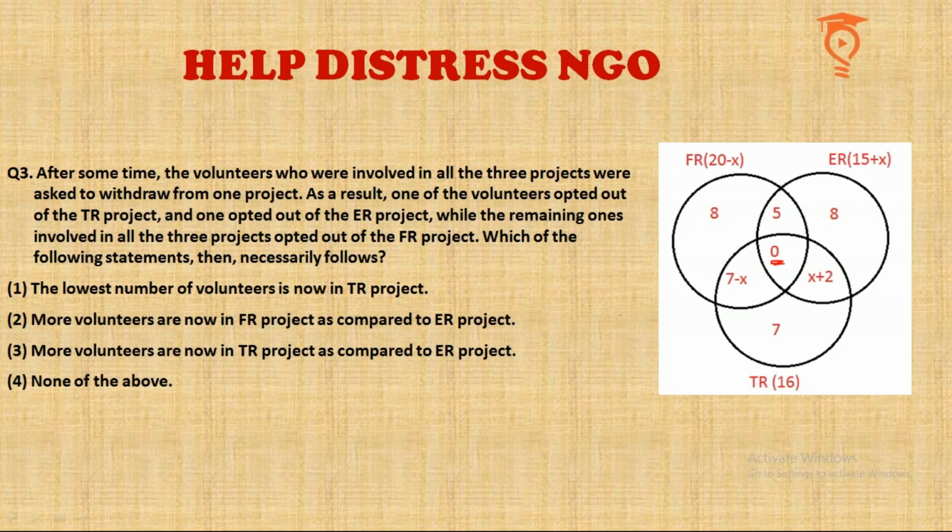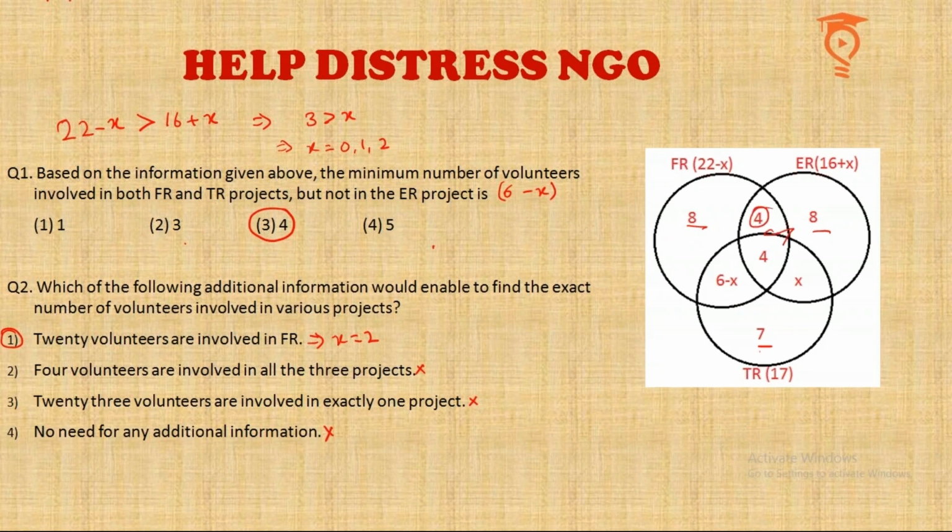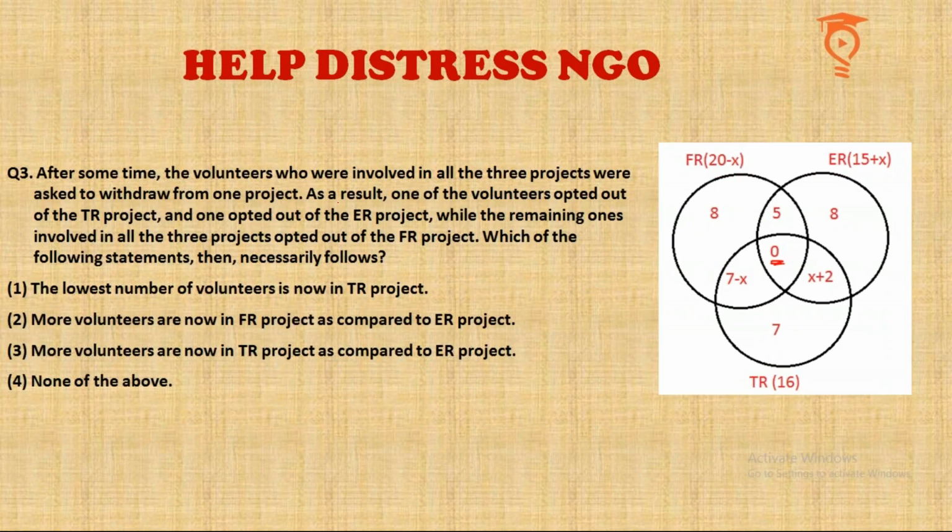ओके, तो अगर हम देखें FR और ER का नंबर 4 था, so that number becomes 5. So one volunteer opted out of ER also. तो वो यहाँ पर देखिए 6 माइनस x था तो 7 माइनस x हो गया है. और 2 वॉलंटियर्स जाकर इधर जुड़ गए तो यहाँ पे x था तो x प्लस 2 हो गया है. तो this is how this entire new diagram has been defined. Which of the following statements then necessarily follows?